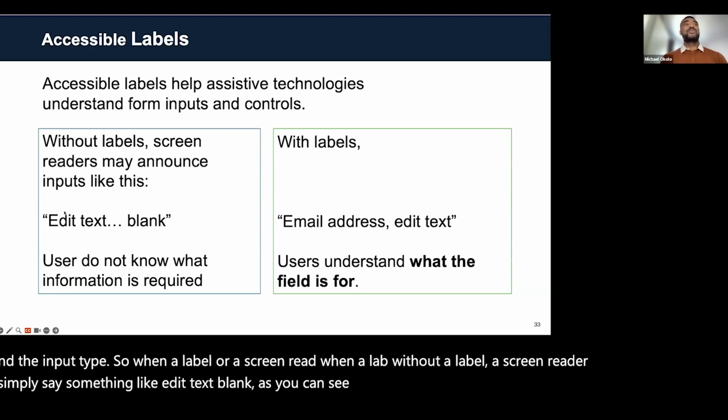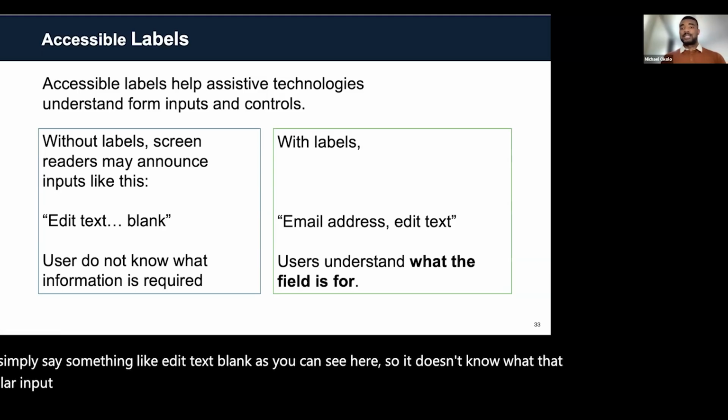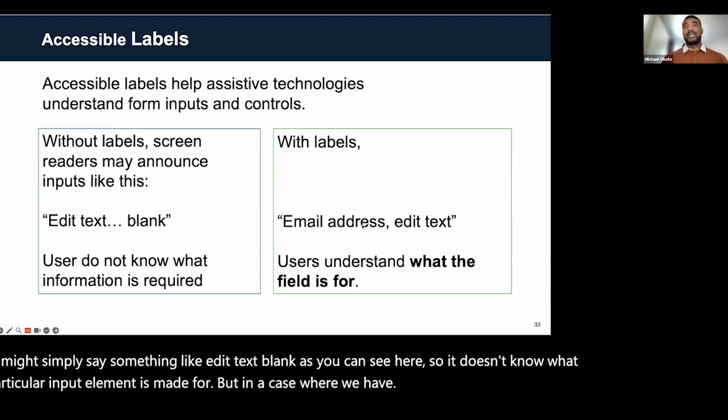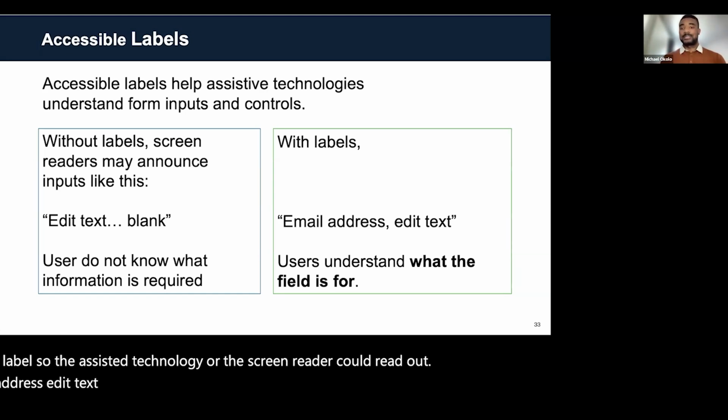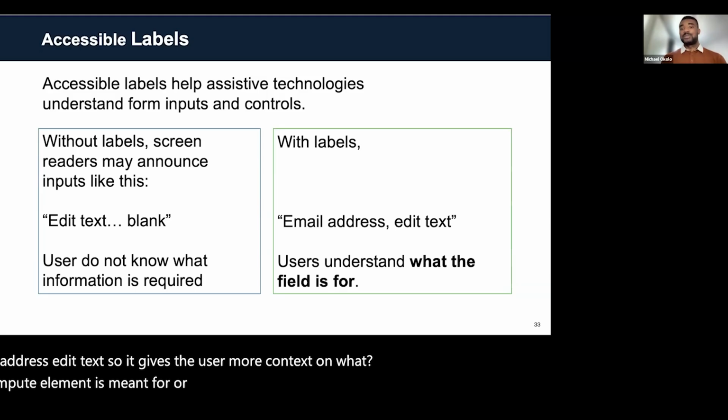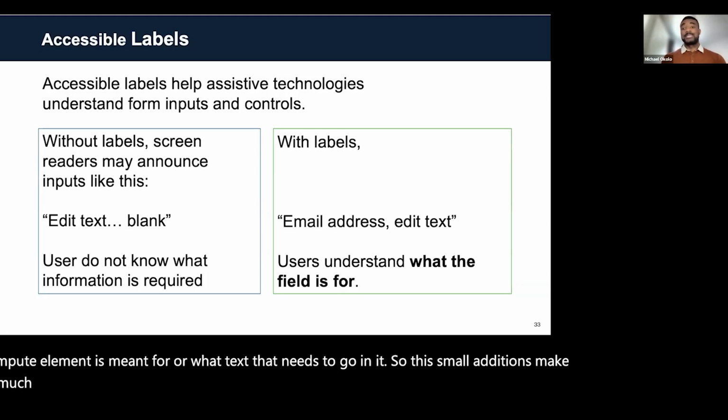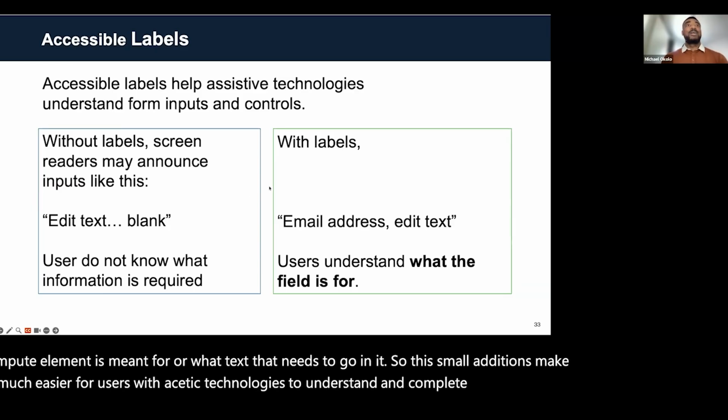So it doesn't know what that particular input element is meant for. But in a case where we have a proper label, the assistive technology or the screen reader could read out "email address, edit text." So it gives the user more context on what the input element is meant for or what text needs to go in it. These small additions make forms much easier for users with assistive technologies to understand and complete.